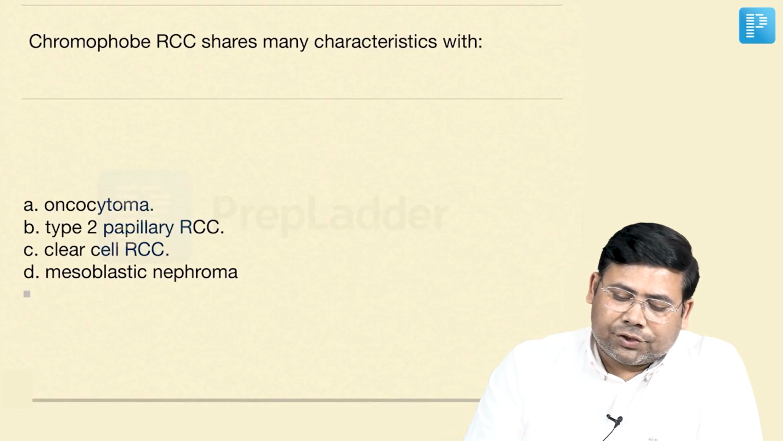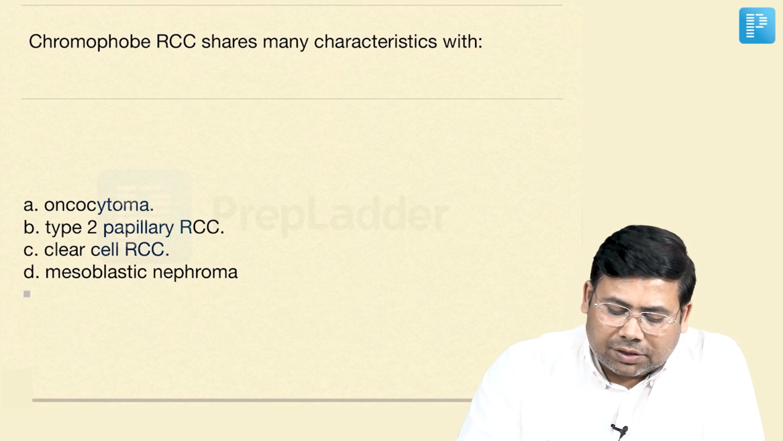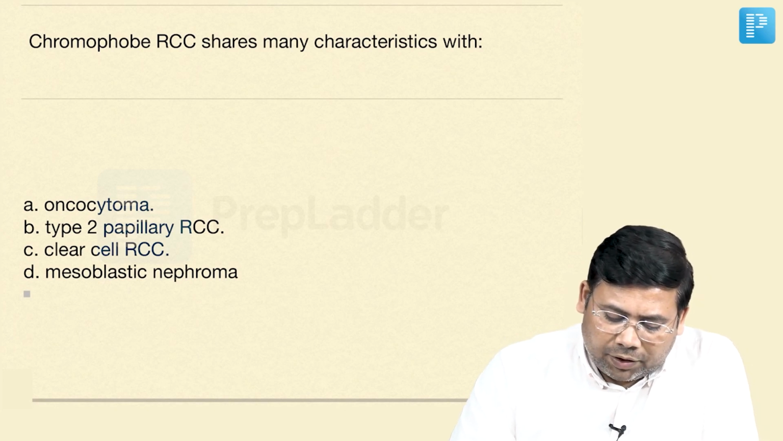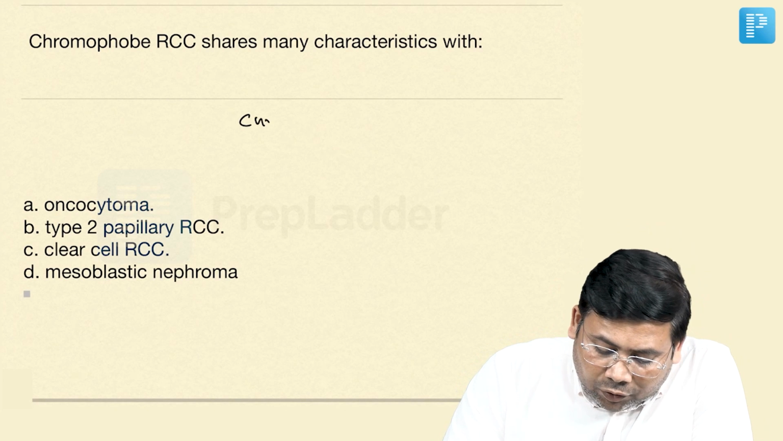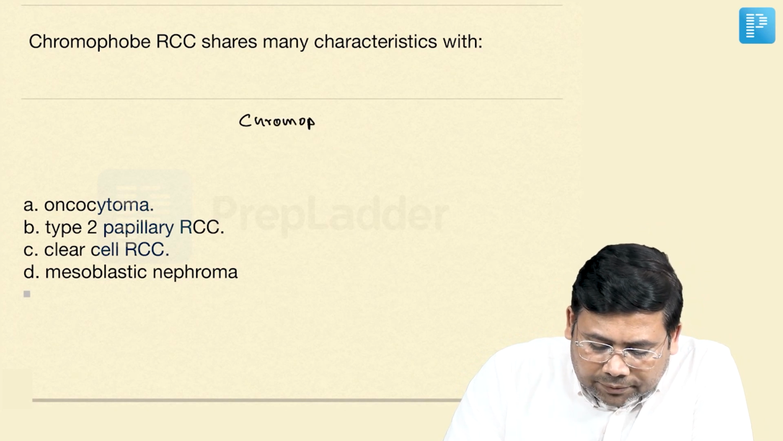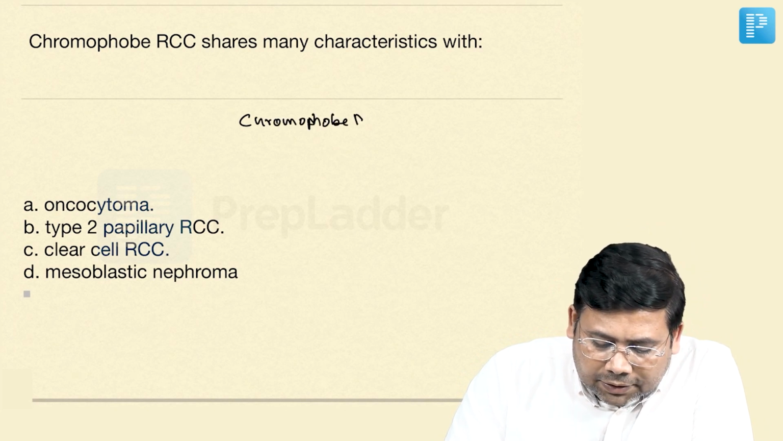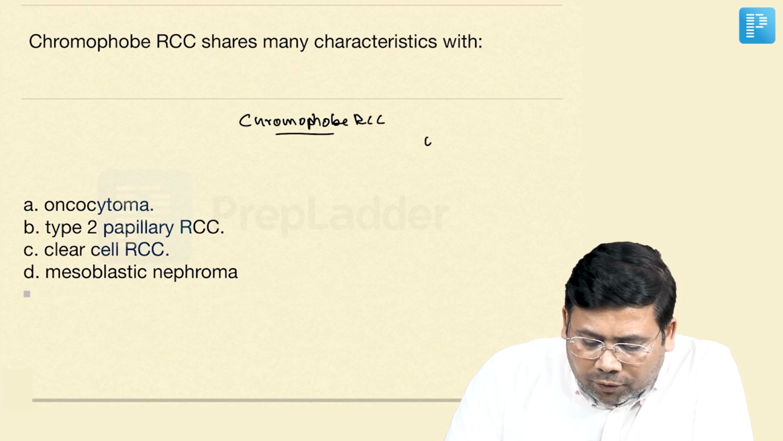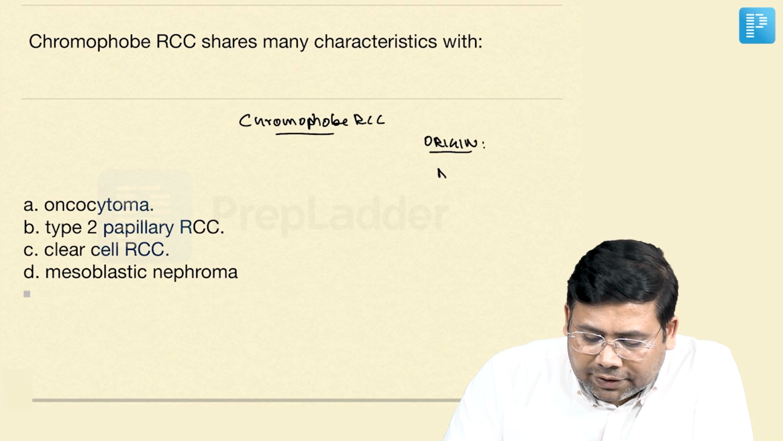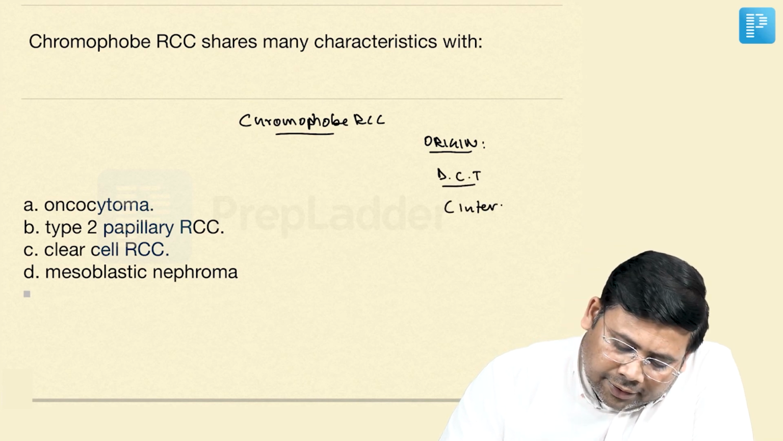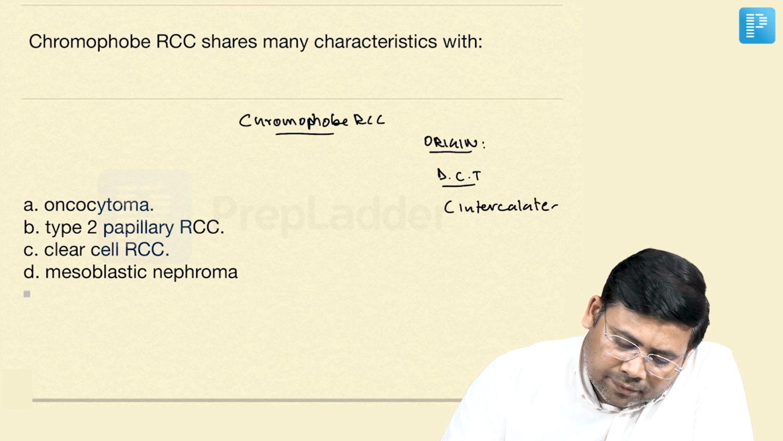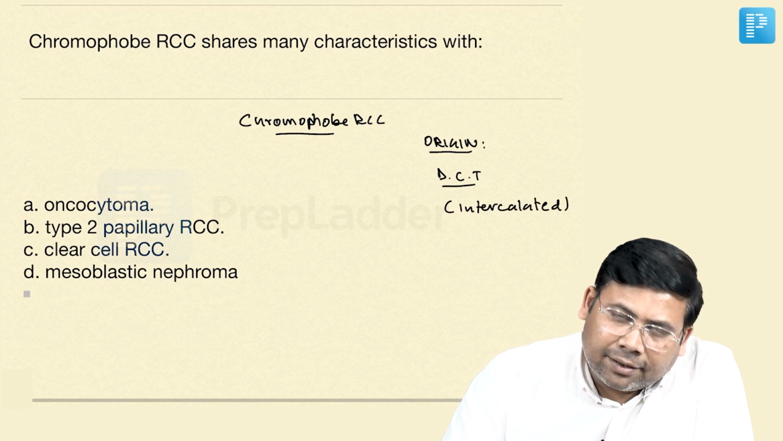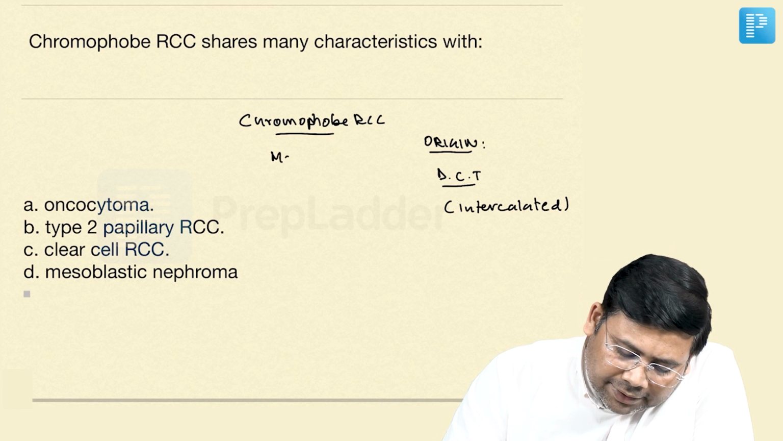Chromophobe RCC shares many characteristics with... Now this is a very simple question. Whenever we talk about the origin of chromophobe RCC, the answer is intercalated cells of the DCT, the distal convoluted tubule. And you have to understand that this is a malignancy.